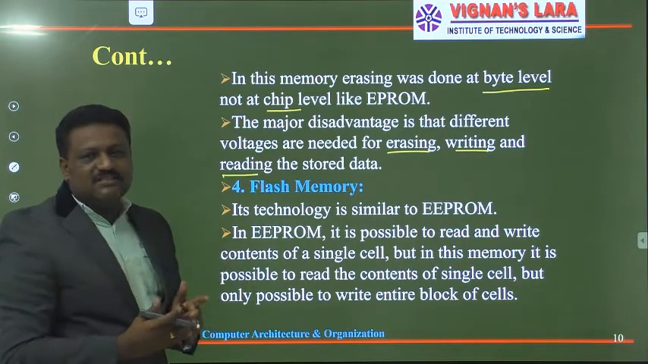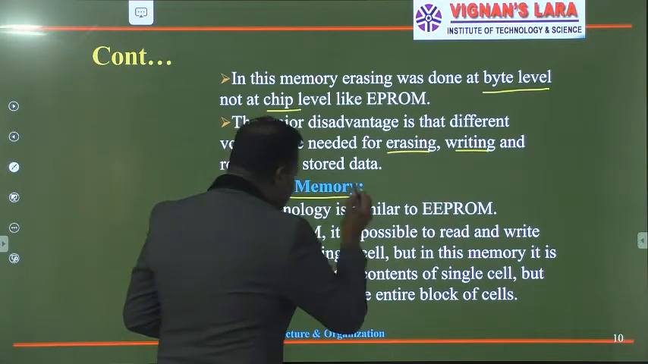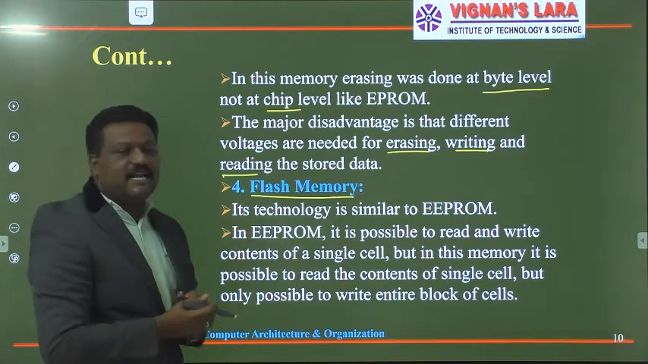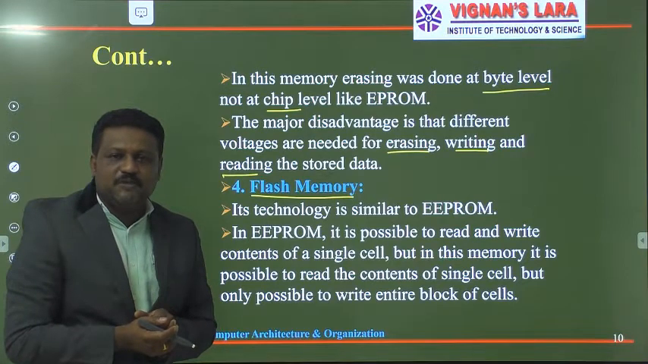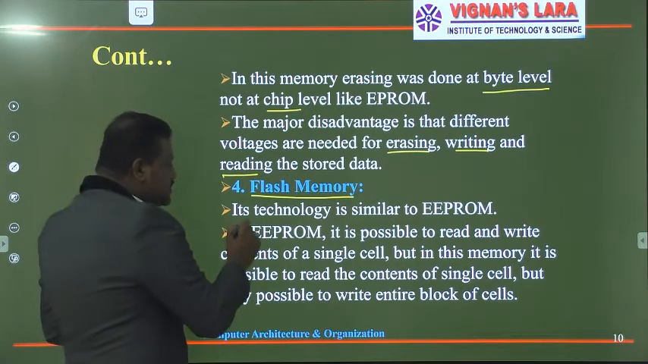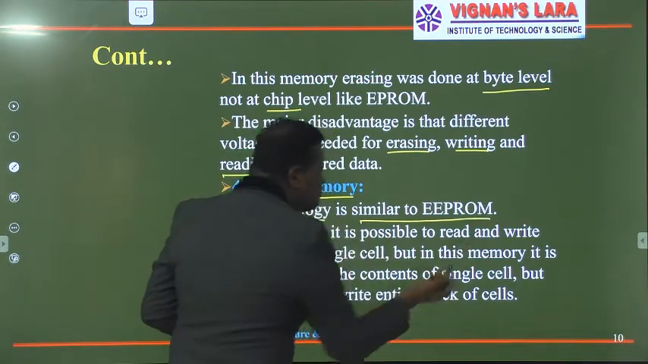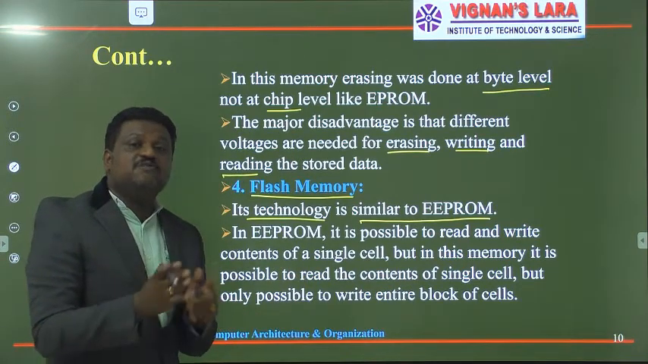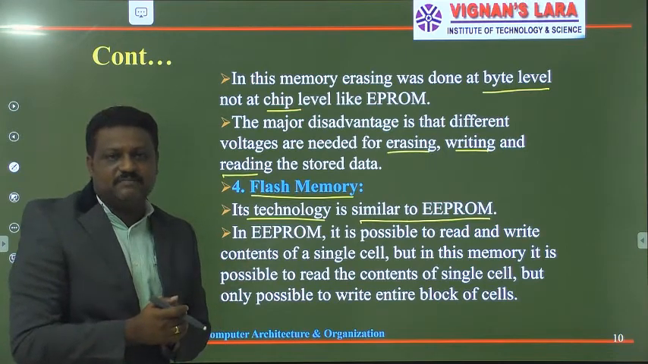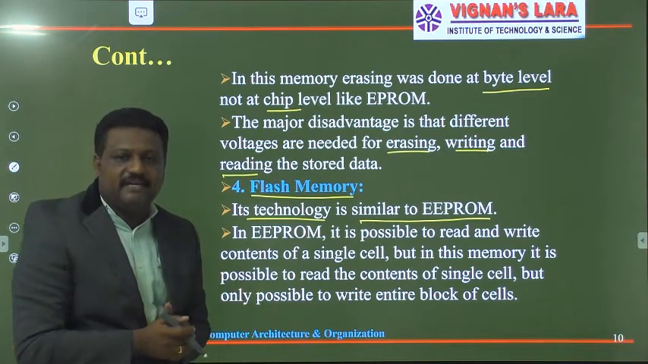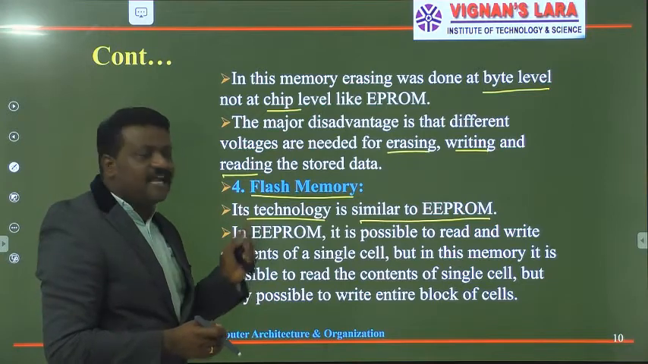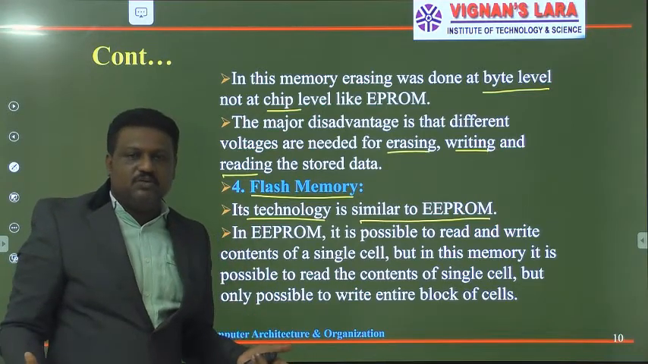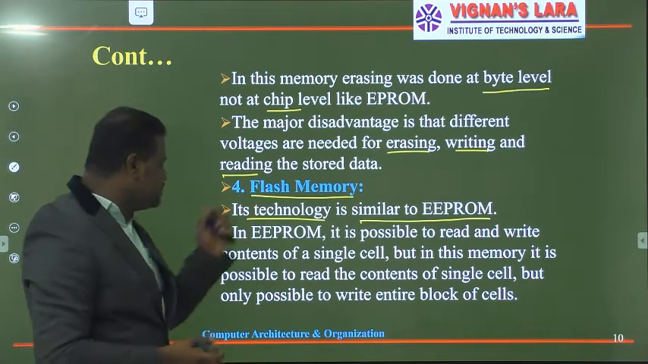To overcome all these things, I shifted to the last variety of read-only memory, which is called flash memory. Generally, this flash memory I can call EEPROM. Why? Because its technology is similar to EEPROM. That means in flash memory also, erasing is done with the help of electrical technology, and writing is also done with electrical technology. That's why flash memories are also called a type of EEPROM, or similar to EEPROMs. So that's the meaning of this.